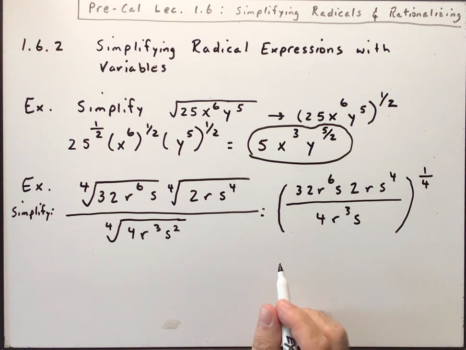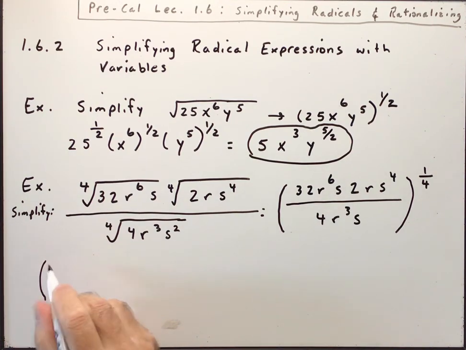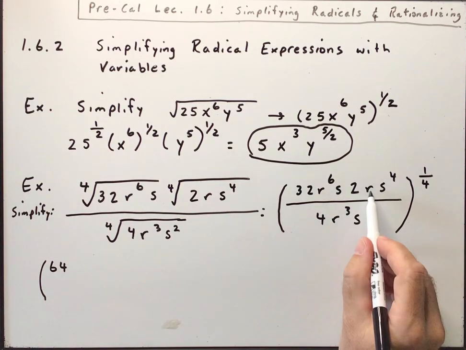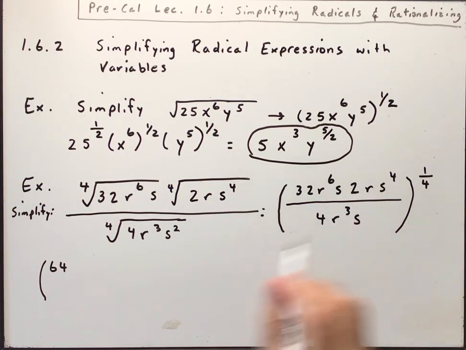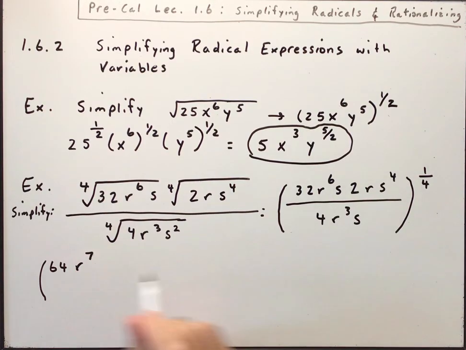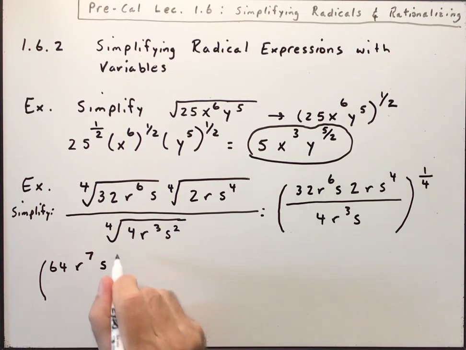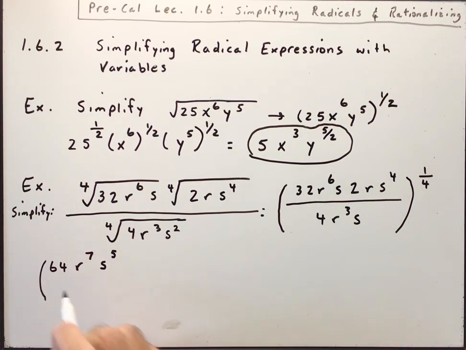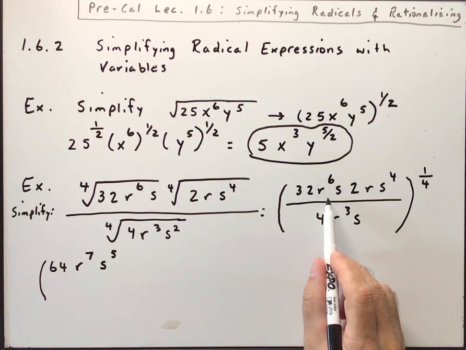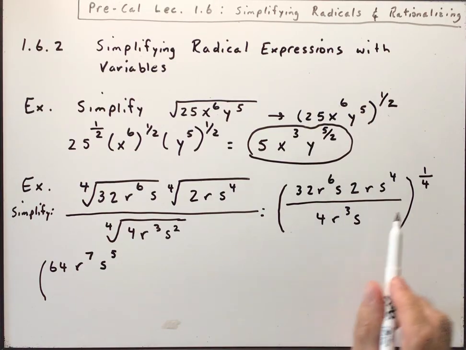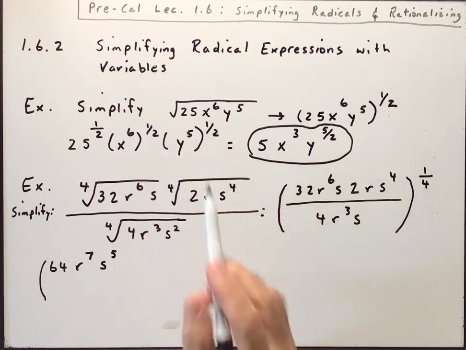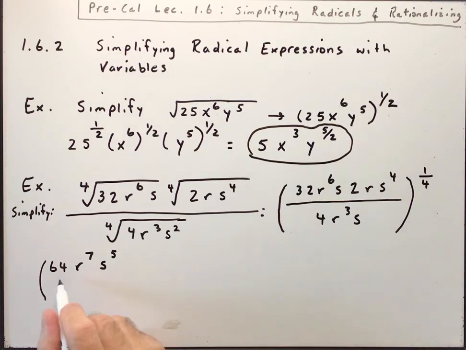So on top you would have 64. And then r to the 6th times r, you would add the exponents, so that would be r to the 7th. And then s times s to the 4th, add the exponents, that's going to be s to the 5th. Remember, when we're multiplying the same base, we add exponents. When we're raising a power to a power, we multiply. That's probably the most common mistake, is just forgetting to do it that way. And then over 4r cubed s.